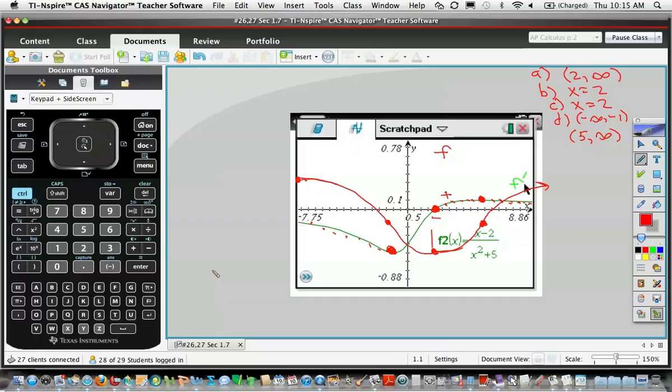Did I miss anything there? We don't care about these inflection points on f prime, right? We don't care about the change in concavity of f prime because you look at the f prime row and we don't have concavity in there anywhere. Doesn't matter to us.